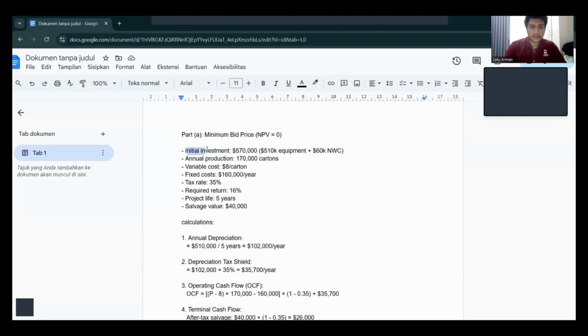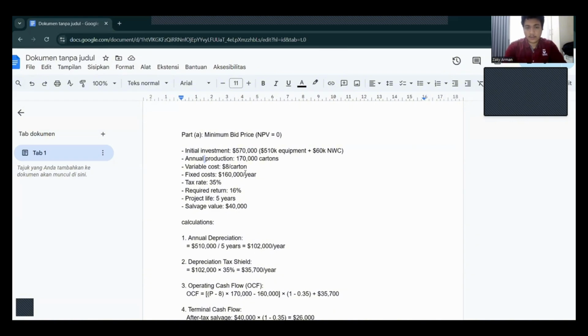First of all, we've got the initial investment, which is 570,000, which includes equipment, which is $510,000 plus 60,000 of NWC. For the annual production, we've got 170,000 cartons.